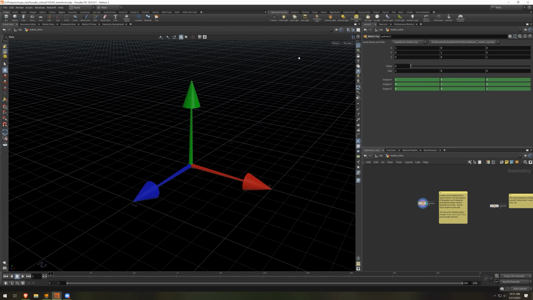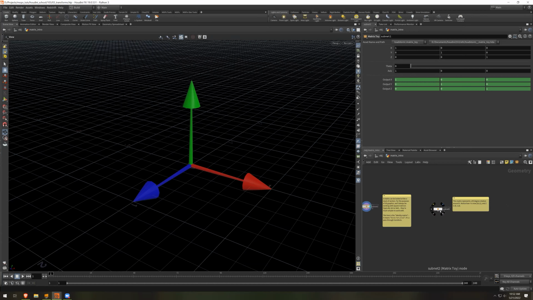And you can see that if I drag this theta slider here, it's going to rotate around whatever axis we've picked, and the output vectors are going to change accordingly. So we're going to use this toy a few times to illustrate a couple of different concepts about what matrices are, but it's important to be able to look at them and say this matrix is essentially a stack of vectors telling me which way this shape is, or which way my local coordinate space is facing relative to the world. So let's go on to subnet 2 here.